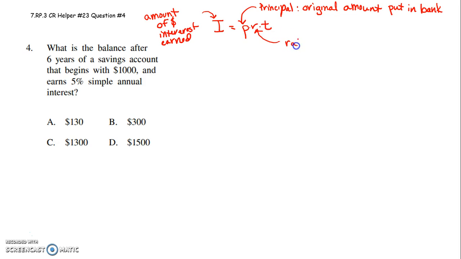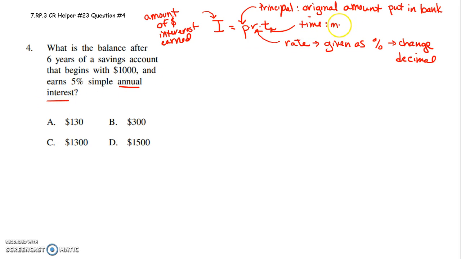R is your rate. It will be given as a percentage. And you have to change it to a fraction or decimal to use it within the formula. I always change mine to a decimal. You can change yours to a fraction, that's fine. And T represents time. Time will be measured in years. Tells you annual interest. Annual is per year.